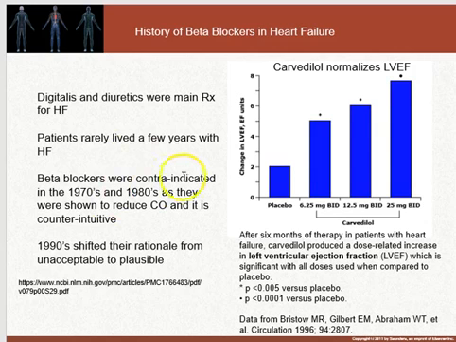And in fact, beta blockers were actually contraindicated in the 70s and 80s because it was well known that they reduced cardiac output. And so in patients that have heart failure, reducing cardiac output just seemed counterintuitive. That viewpoint, that rationale, was replaced in the 1990s as small clinical trials became more and more published, showing that actually these drugs are not unacceptable, they're quite plausible.